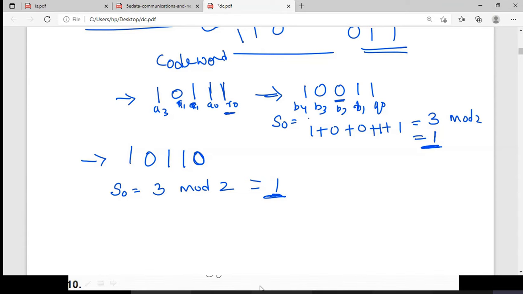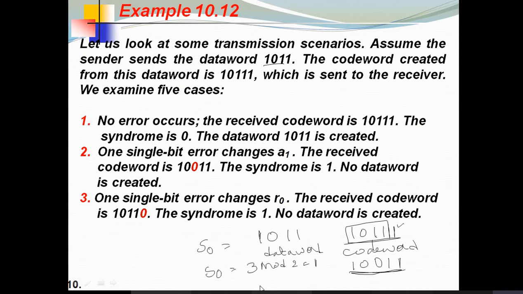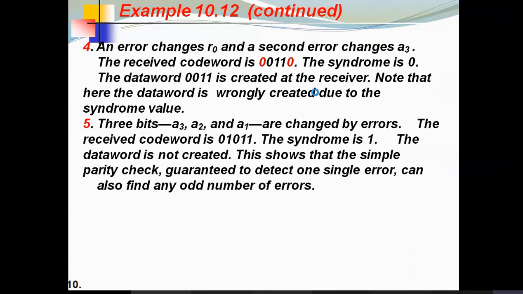Okay, is it clear? Is it clear? See, understand, very easy topic, so you should not make it complicated yourself. If anybody is feeling difficult, you can just tell me, I'll explain.